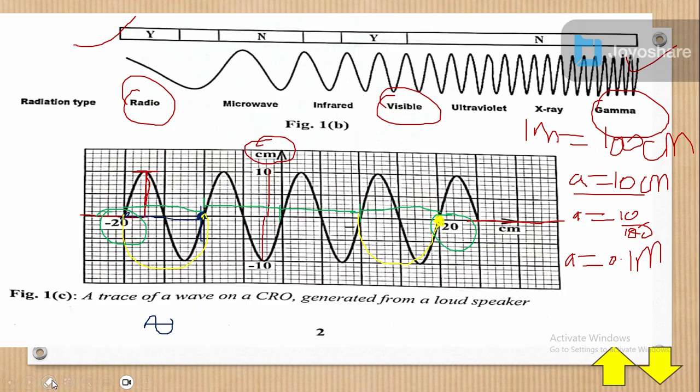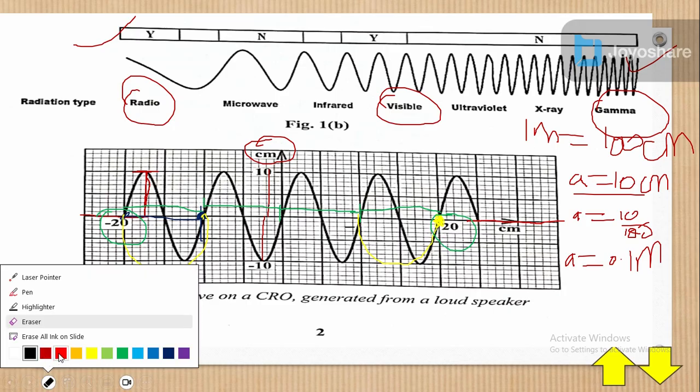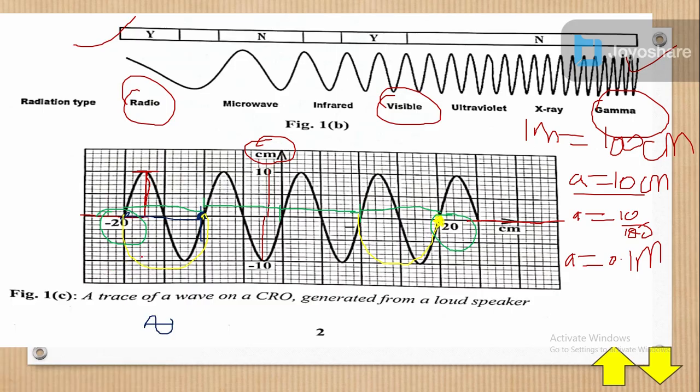So this time I want to use 10. If I use 10, from negative 20, plus 10 will give us negative 10. You can see that. Plus 10 will give us 0. Then 0 plus 10 will give us a 10. Then 10 plus 10 will give us a 20. Do you see that?